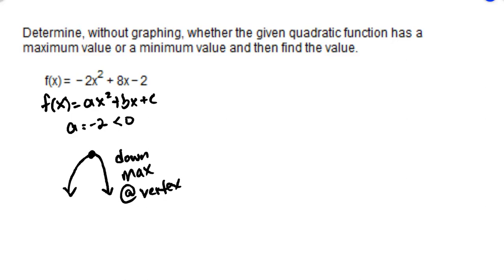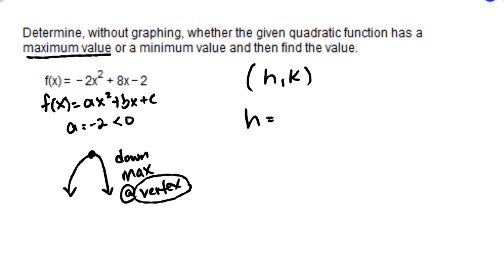Now, we can find the maximum value by calculating the vertex using the vertex formula. So we usually state that the vertex is the ordered pair (h, k), and we have a formula for the x-coordinate of the vertex, and that's -b over 2a. So you can see that the value of a is the coefficient of the x squared term, the value of b is the coefficient of the x term, and then the value of c is the constant.